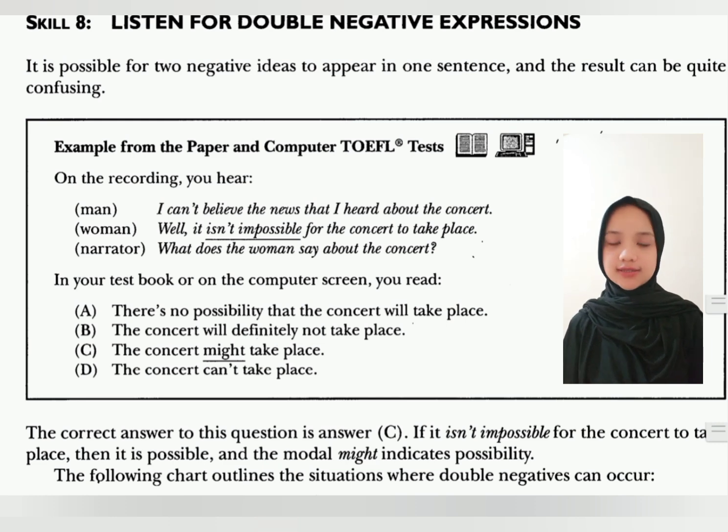For the next is skill 8, that is listen for double negative expression. For this skill, a double negative occurs when two negative expressions are used together in a sentence. In English, a double negative often makes the meaning positive or implies the opposite of what the individual negative suggests. When answering questions with double negative, focus on understanding the overall positive or opposite meaning. And for this skill, I will give the example.